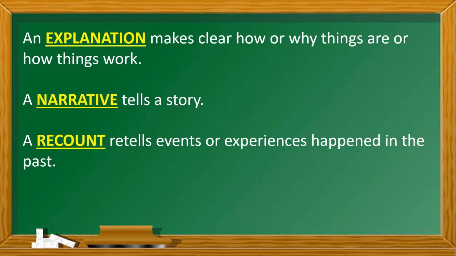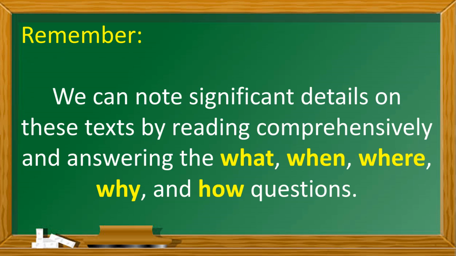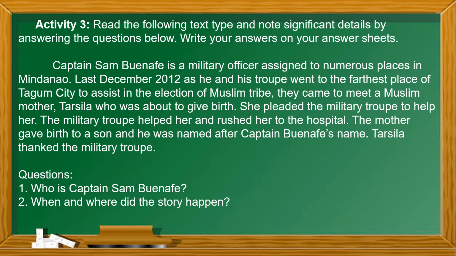An explanation makes clear how or why things are or how things work. A narrative tells a story. A recount retells events or experiences happened in the past. Remember this. We can note significant details on these texts by reading comprehensively and answering the what, when, where, why, and how questions. Let's proceed to activity number 3.